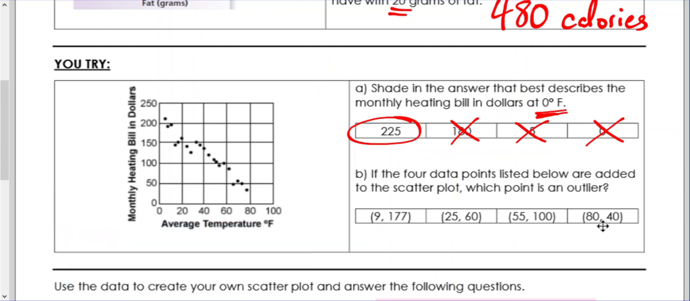I'm going to actually plot each of these on our graph. 9 and 177. That seems to blend in pretty well with that general pack of data up there. 25 and 60. That one seems to stand out. Let's keep plotting the rest of them. This one seemed like that was okay. This one I have a question about. That doesn't seem like that fits in. 55 and 100 fits right in with those points. And 80 and 40 also seems to fit that general trend there, so it is that one that seems to stand out.